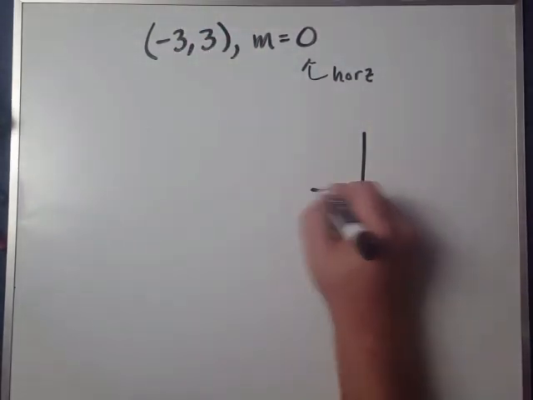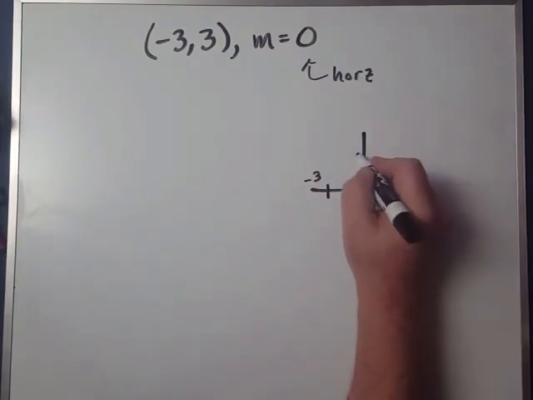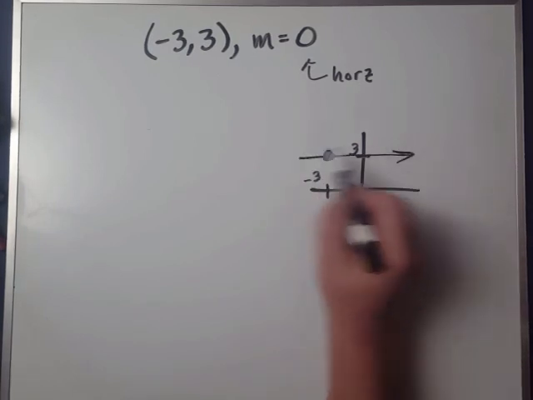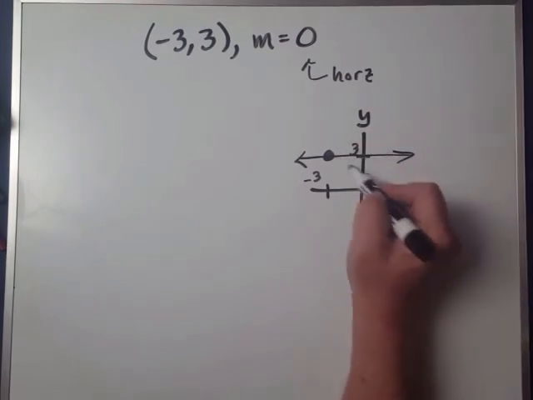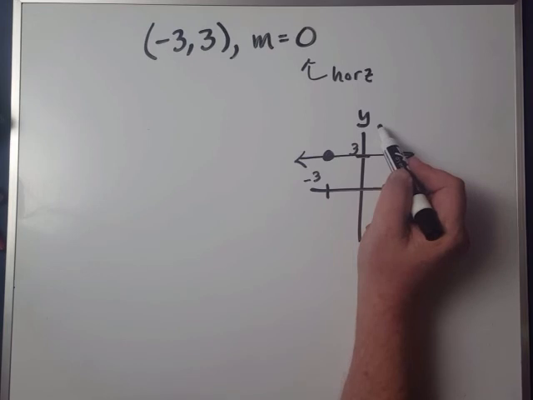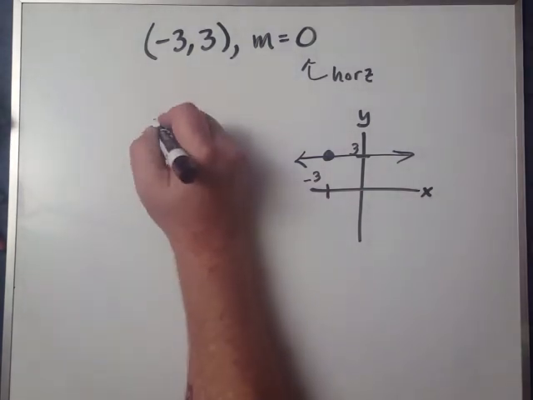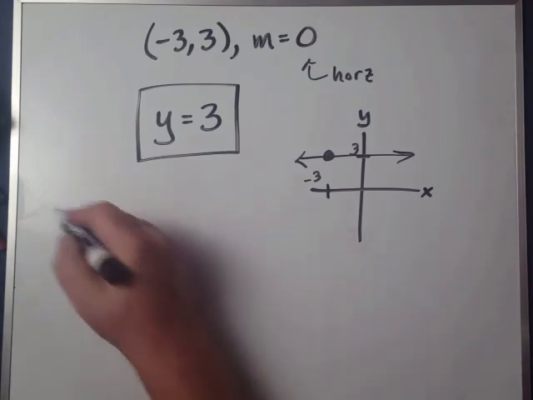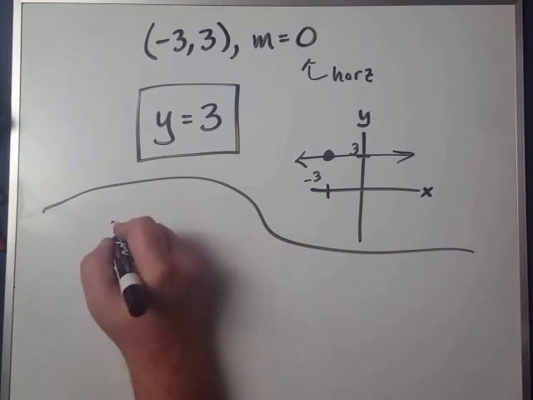Well, picture this on the graph, okay? We have the point negative 3, positive 3 right there. And this is the horizontal line through that point. So, this is the horizontal line that passes through 3 on the y-axis. Every point on this line has a y-coordinate of 3. So this is y equals 3. And I'm done.